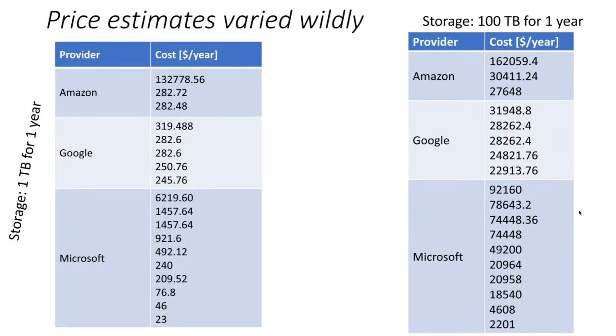Okay. It gets worse, right? Here we have Amazon at $160,000 for the year, and then these at like $300,000, so up in the tens of thousands of dollars, down to like $2,000 from Microsoft. That's still quite a spread, and you'd think for more storage you'd have more consistent numbers, but all right. So anybody have any questions about why that would be?